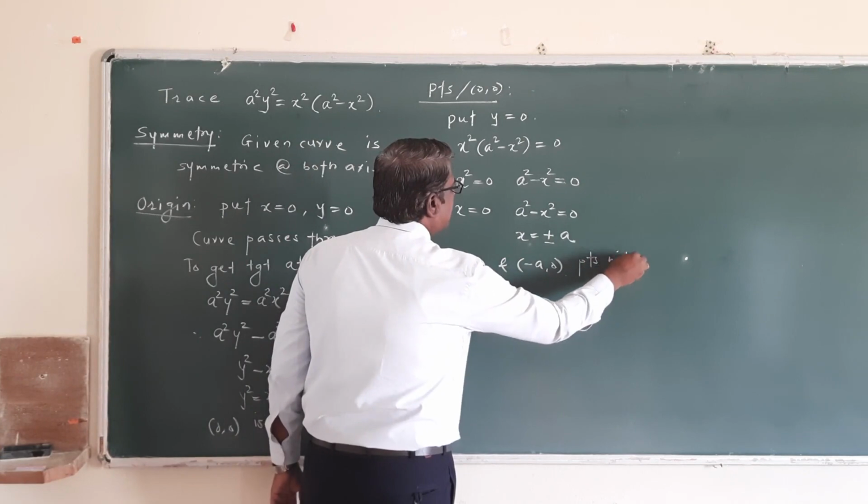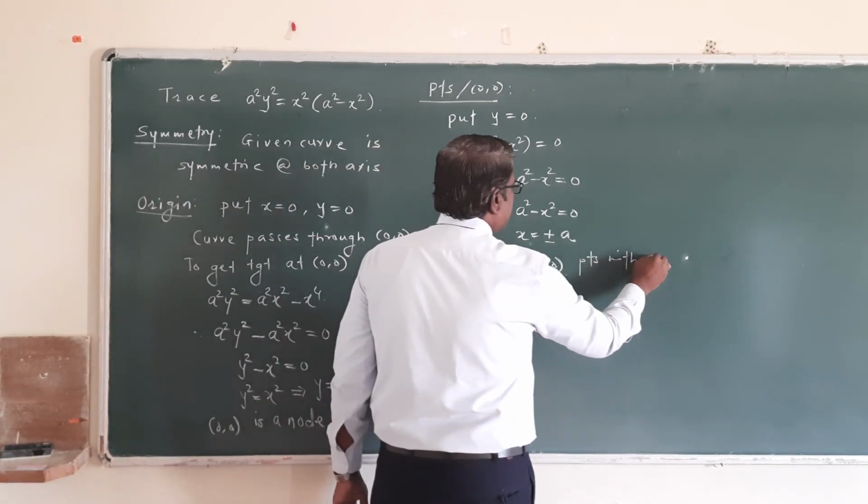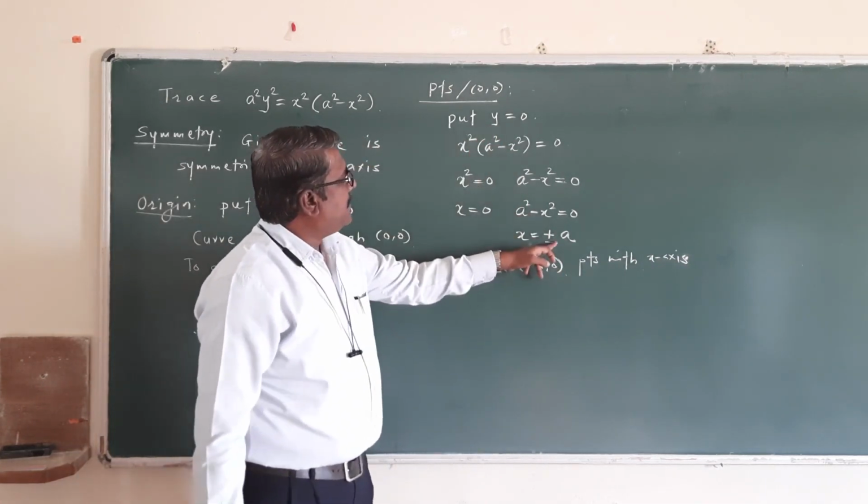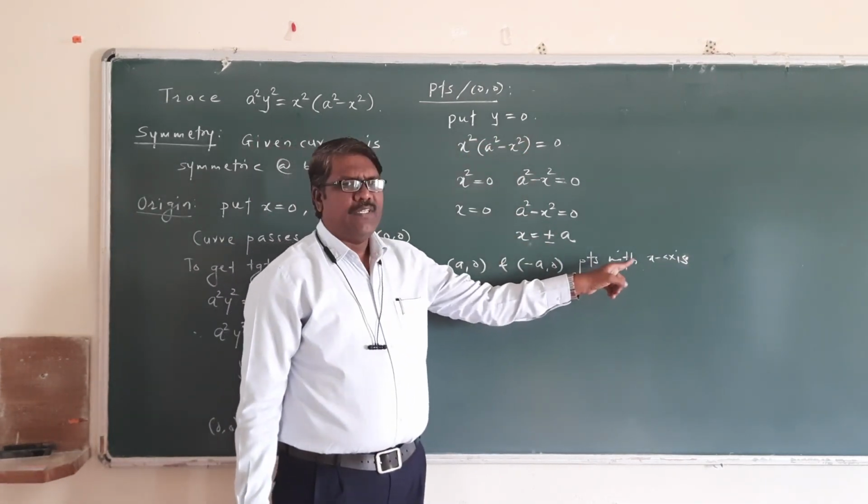So (a, 0) and (−a, 0) are the points with the x-axis.